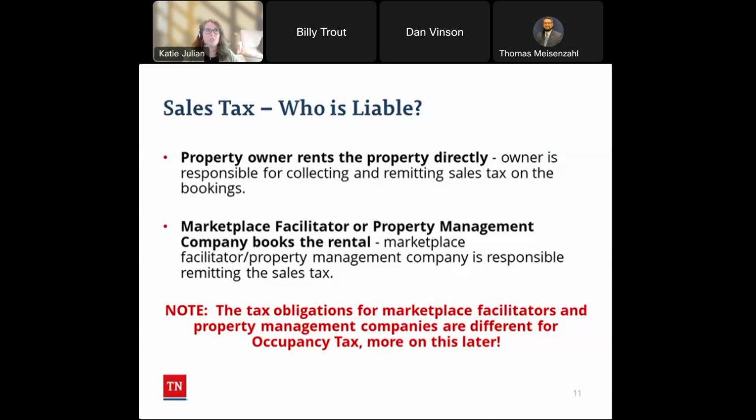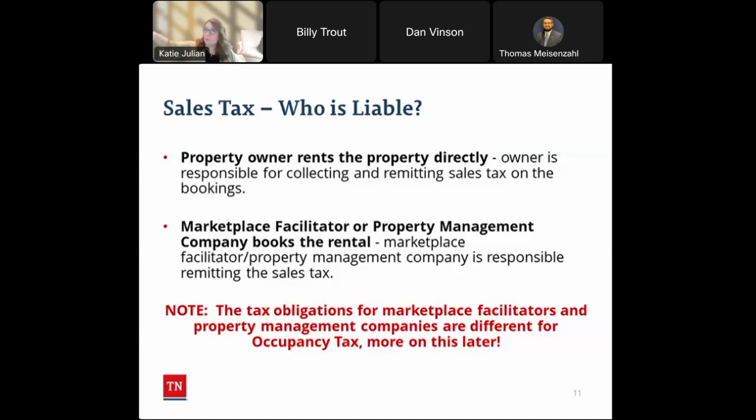We did get a question in your registration forms about if you're a property owner who mainly uses a management company or marketplace facilitator to do your bookings, but you do a few direct bookings, do you still need to file every month? The answer on that is when you first register for sales tax, you are going to be set up for monthly filing. Even if you don't have any sales, you will still need to go in and file 0 for a month that you have no sales.